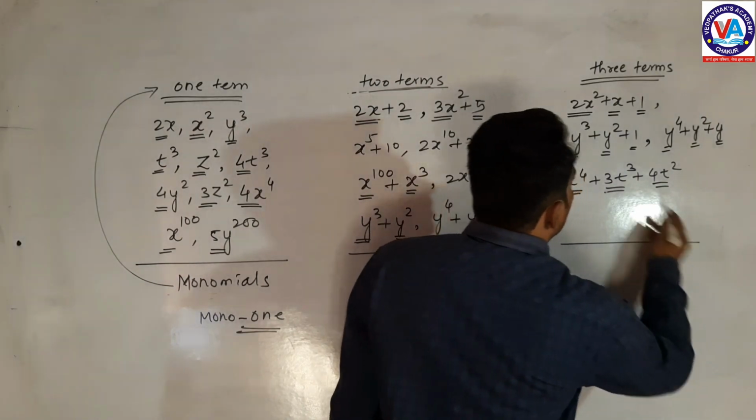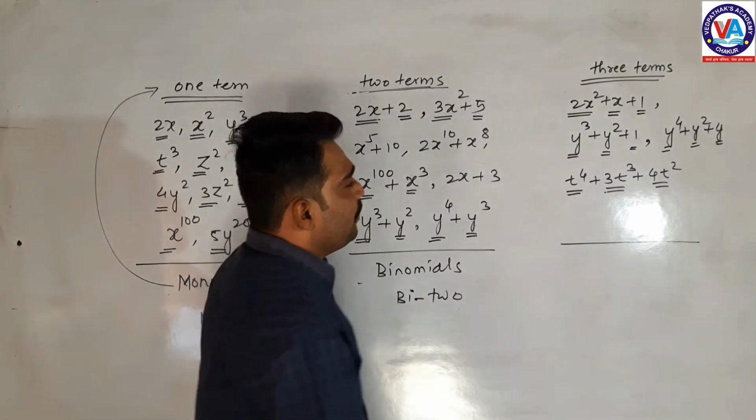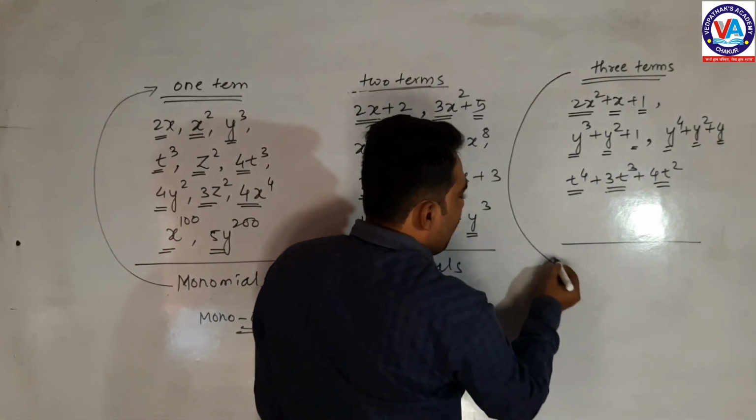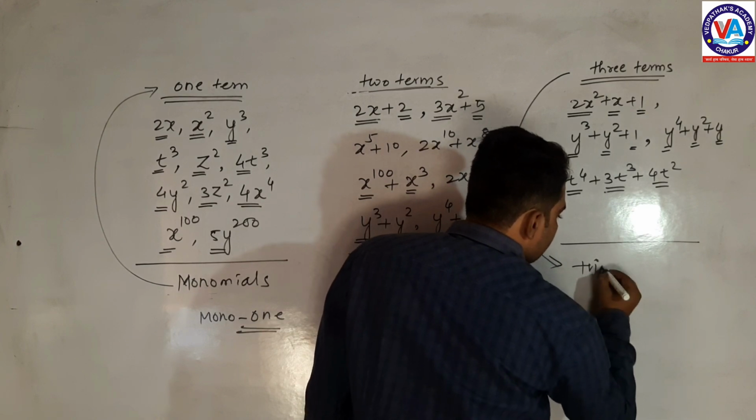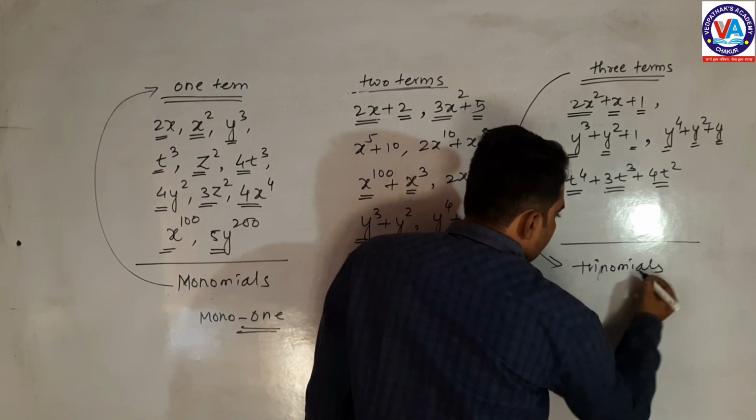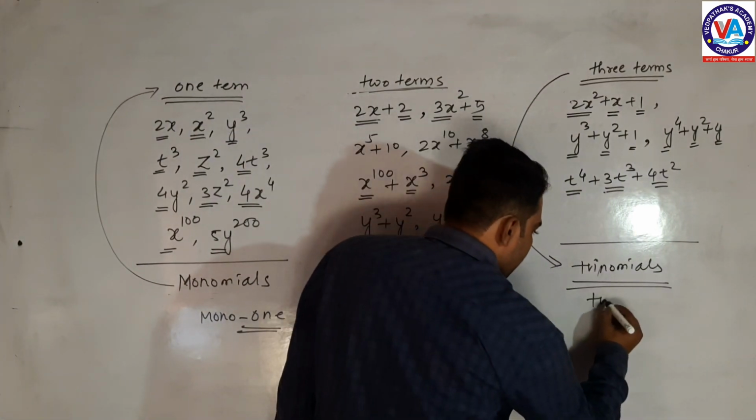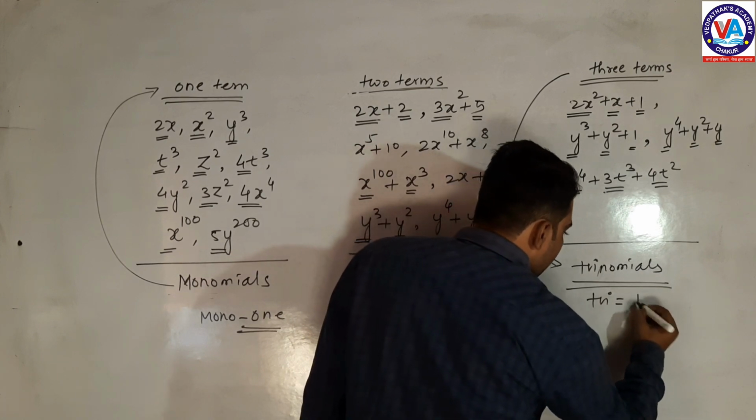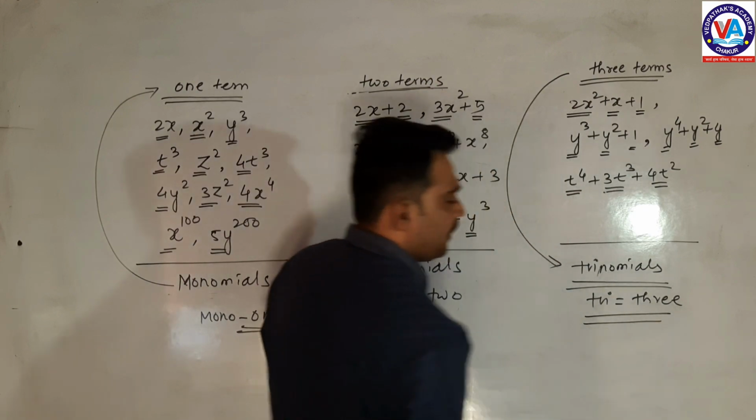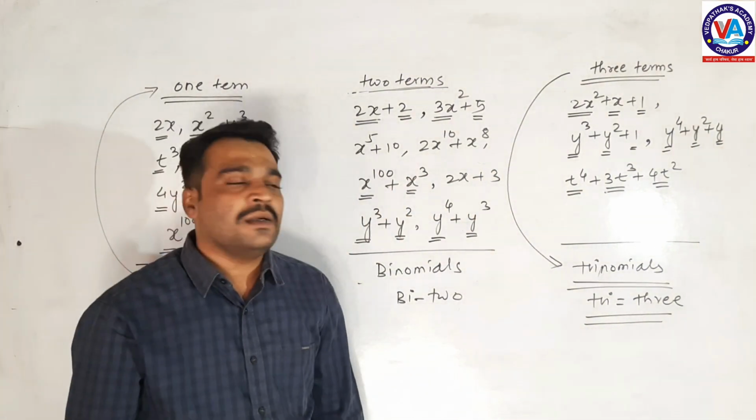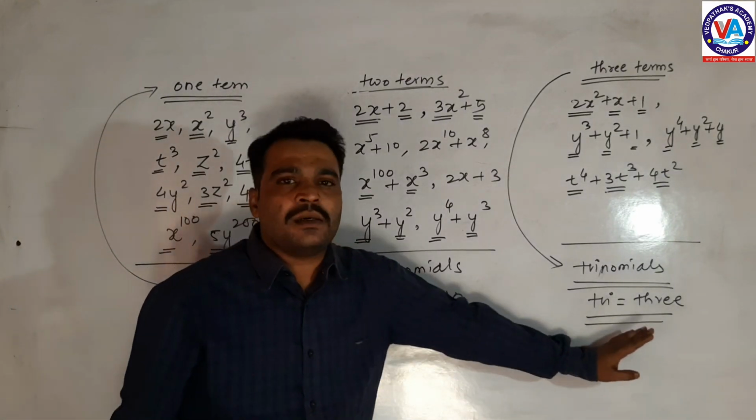Third category is what? The polynomials having three terms. So the polynomials having three terms are called as trinomials. काय म्हणायचं त्याला? ट्रायनॉमियल्स. ट्राय या शब्दाचा अर्थ काय असतो? ट्राय स्टँड्स फॉर थ्री. Tri stands for 3. So what we have learned? We have learned what are monomials, what are binomials, and what are trinomials.